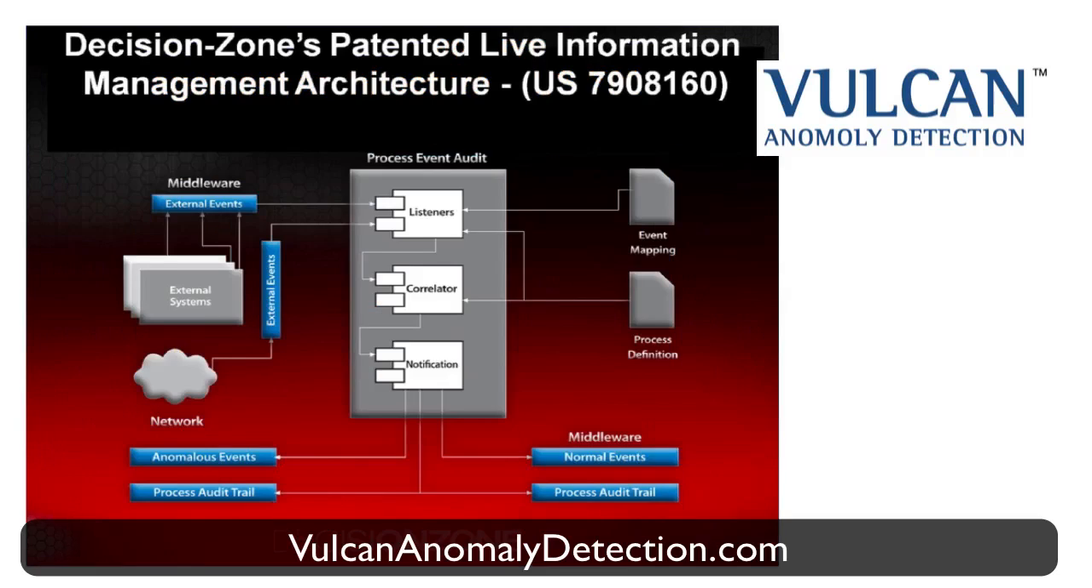So this is the basic architecture of our live information management architecture, where you have the input events, external events coming in, and we basically listen to those events. These events are mapped to various systems like databases, networks, middleware, other databases, web services, all kinds of different sets of technology, VoIP or SIP servers, looking at various application events.